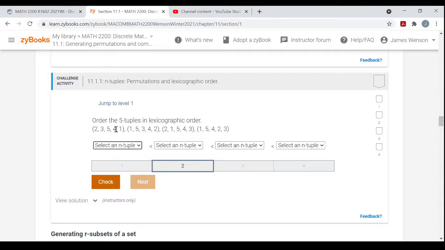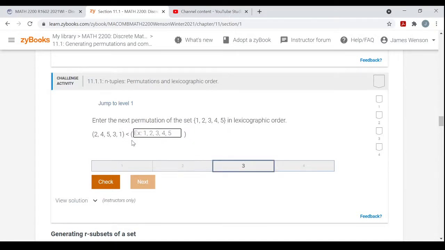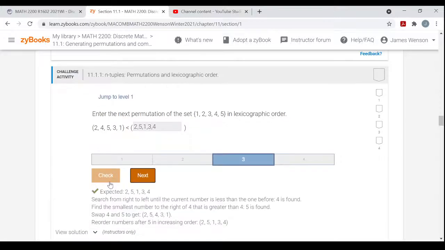Same thing. Given these 5 tuples, asked to put them in order from least to greatest. Now they're saying what would be the next 5 tuple. So 2, 4, 5, 3, 1. Let's see, that's greater, that's less. So I'd switch 4 with the 5. That'd be 2, 5, 1, 3, 4. Right? So again, pretty straightforward.